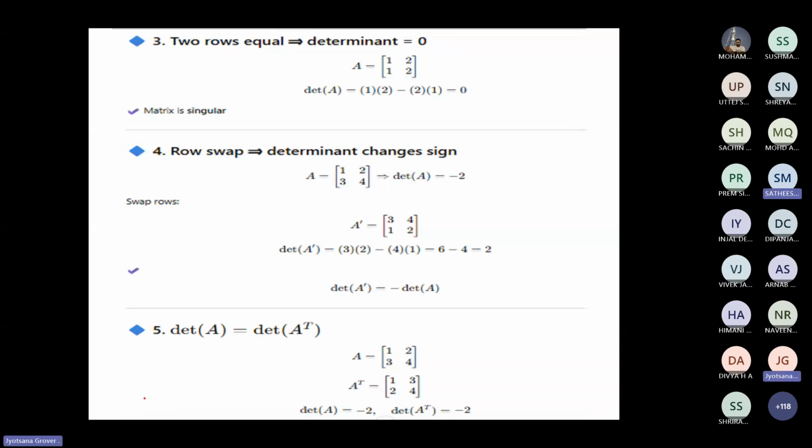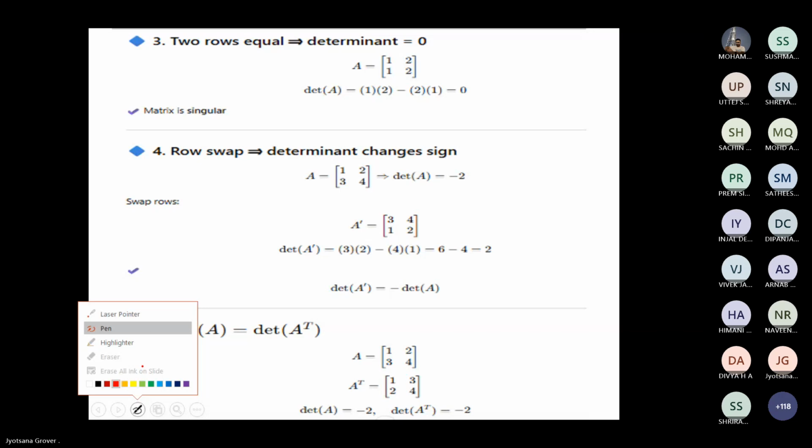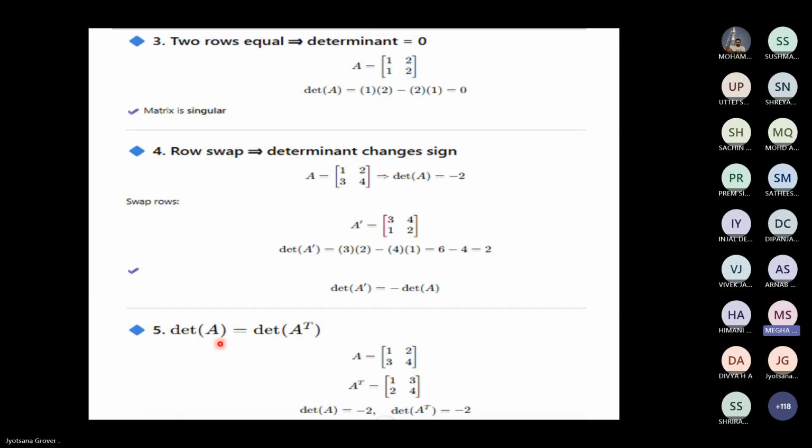Okay. Now, shall we move ahead? Ma'am, I have a question. We will be having different REFs for a matrix. So is the determinant for that particular matrix after getting the REF the same or different? No, it will be the same. Determinant is always going to be unique.